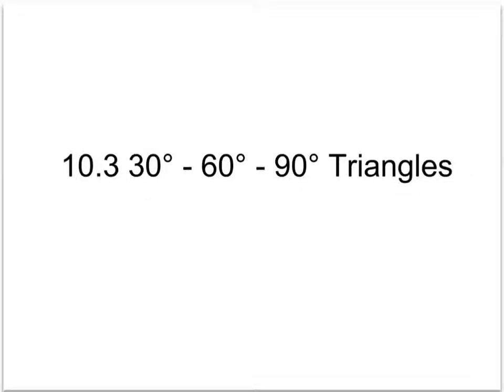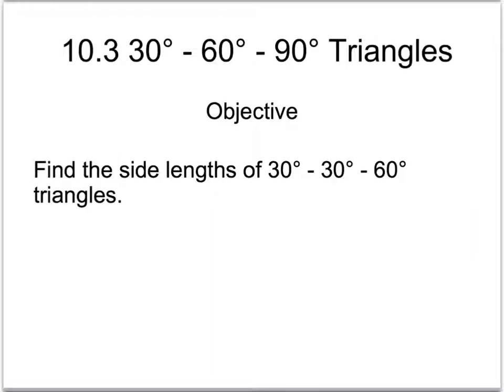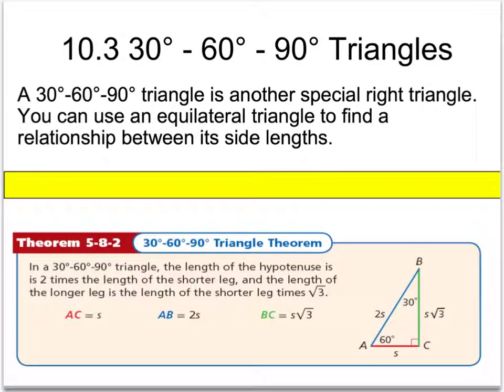Welcome back, everybody. Today we're going to be talking about the second special right triangle, known as the 30-60-90 degree triangles. Yesterday we talked about the 45-45-90 degree triangles. This one is 30-60-90. Okay, so into it. Again, we are going to be learning about the 30-60-90 degree triangle.